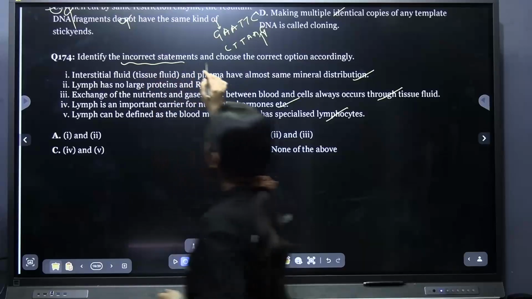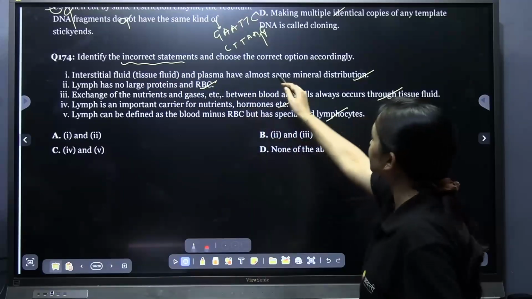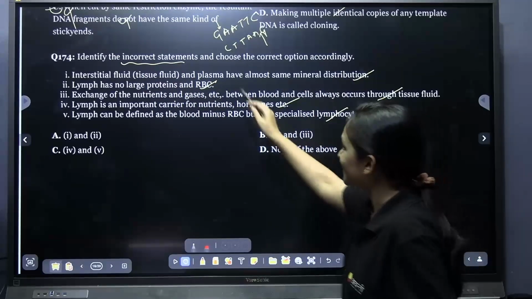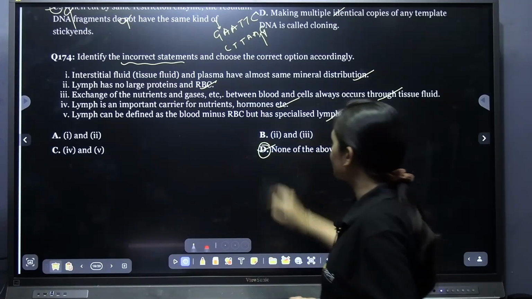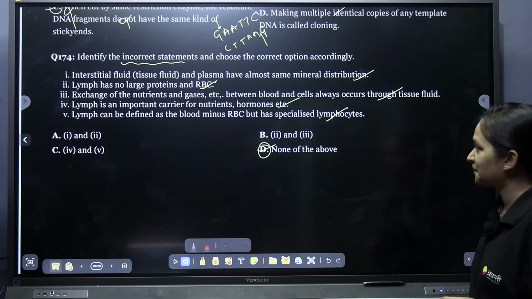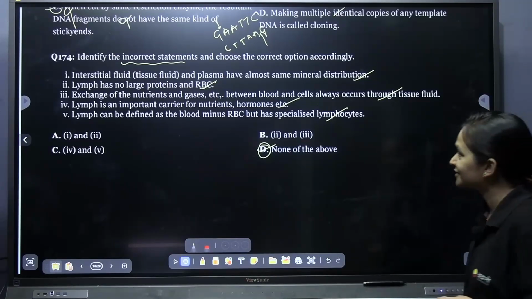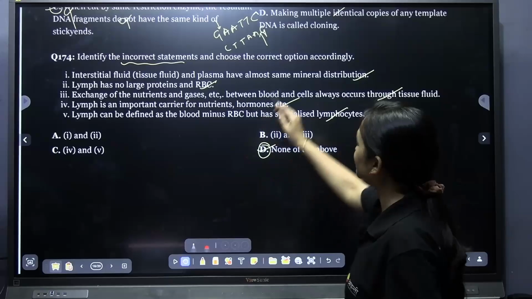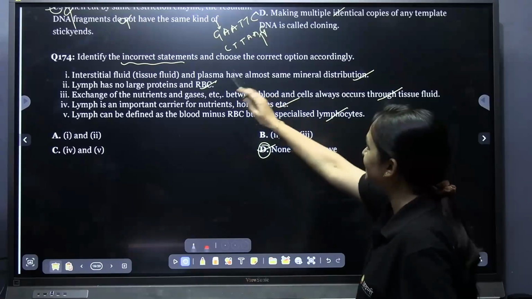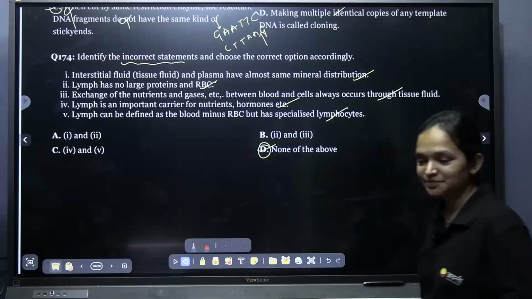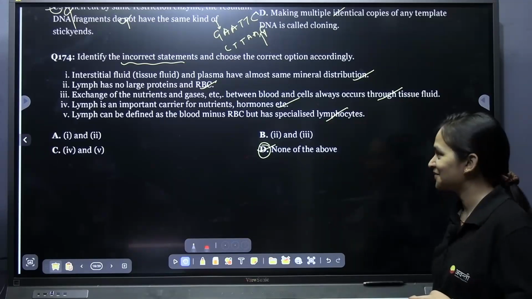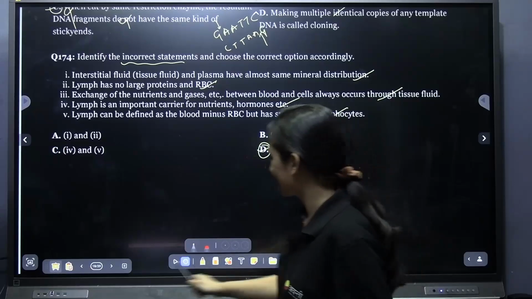Oh, this is good. Identify the incorrect statement and choose the correct options accordingly. We need to read the questions really well. Incorrect statements, none of the above. None of the above are incorrect. We need to find the incorrect and choose the correct option from A, B, C, D. So, it is none of the above, isn't it? Yes.